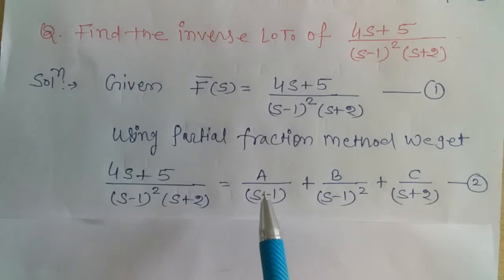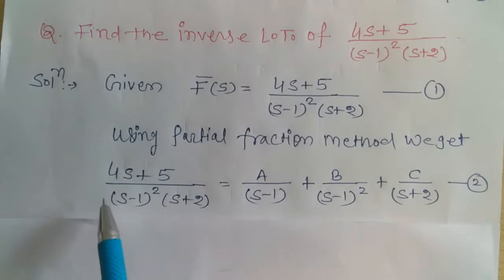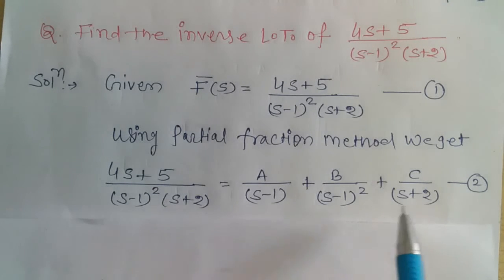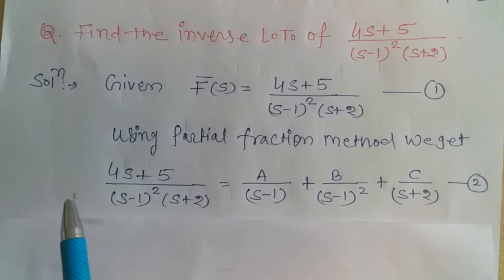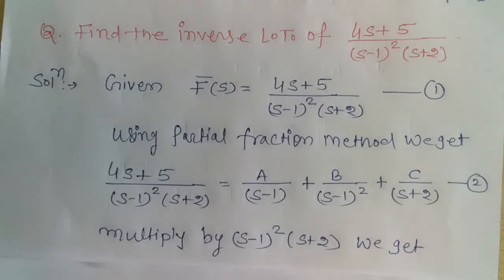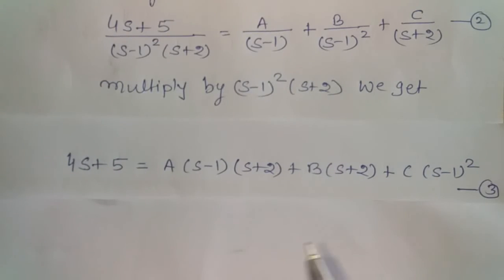Now we have to find the values of constants a, b and c, and for that we multiply this whole equation by s minus 1 whole square into s plus 2. So after multiplication we get the left hand side becomes 4s plus 5.